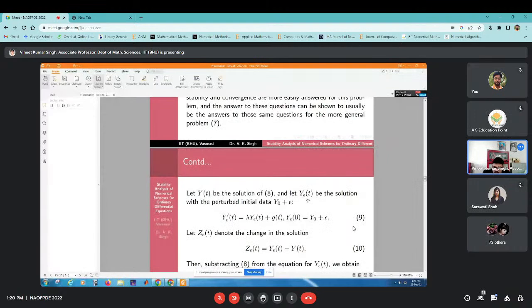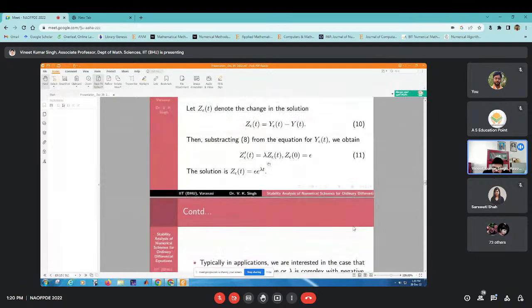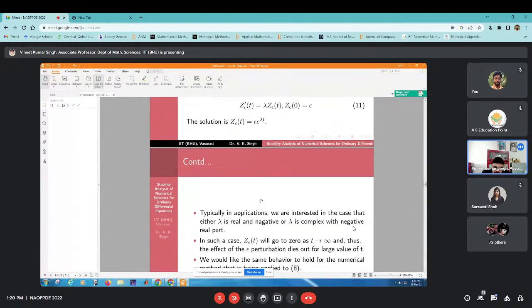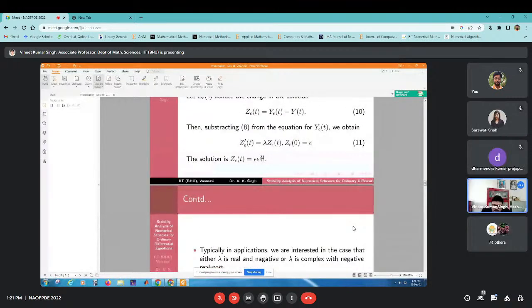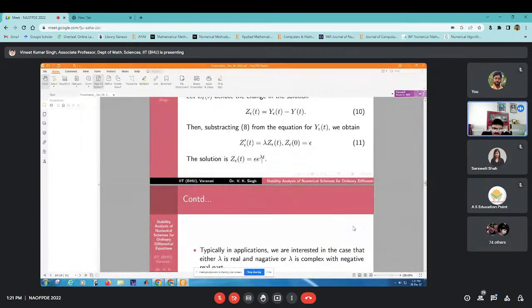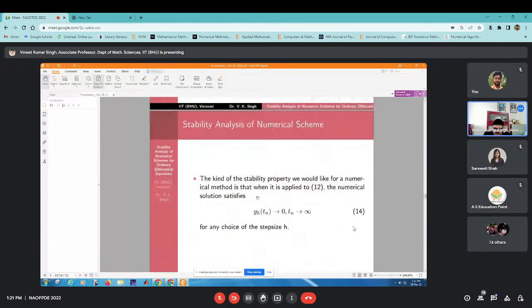First, we have seen the solution behavior through the closed form. What is the solution behavior? Z epsilon t should tend to 0. The same behavior we are looking for in the numerical solution also when t is very large. We are looking for this Z epsilon t behavior in the numerical scheme also. Suppose the numerical solution we receive is y(s,t), which I have mentioned in the next slide. Look here, this one.